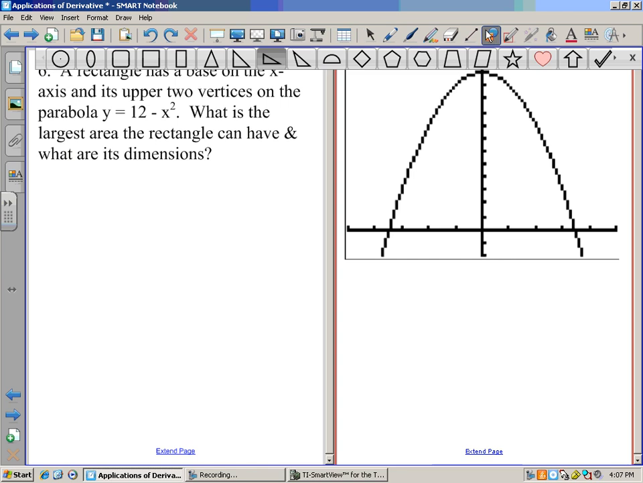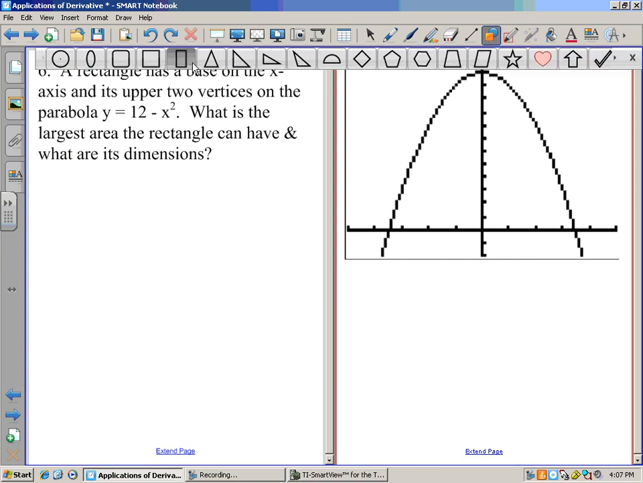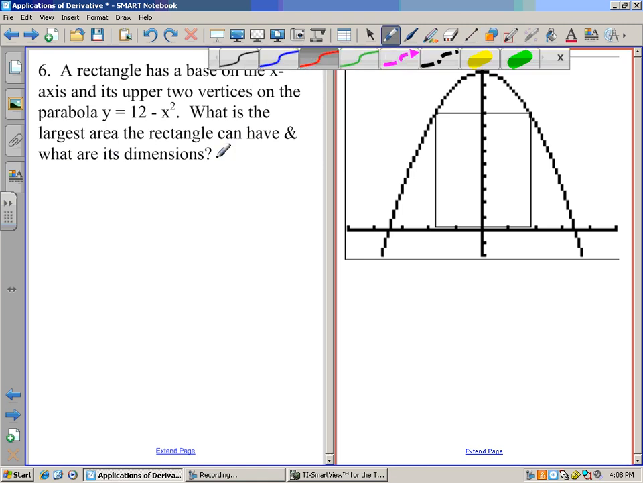And if you consider a rectangle inscribed in that, it would basically look something like this. Oops, oh, I almost had it. We had a rectangle whose upper two vertices are on the parabola, and then the lower two vertices are on the x-axis. Okay, so there we go. That's close enough. So what is the largest area the rectangle can have, and what are its dimensions?